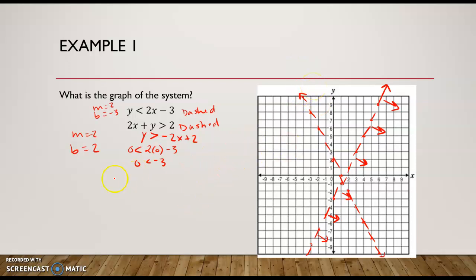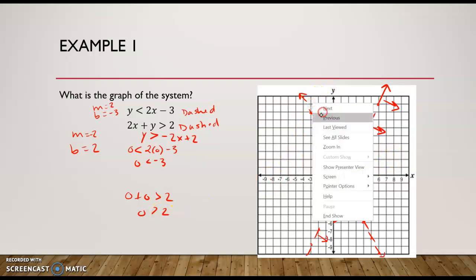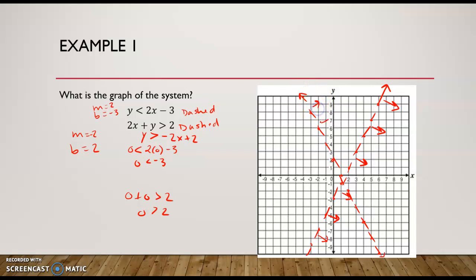All right, so now for that one, I'm going to go back to the 2x plus y. So is 0 plus 0 greater than 2? So is 0 greater than 2? The answer to that is no. So here's 0, 0. It is not. So I've got to go away from the side that has 0, 0. So we're going to shade on this side.